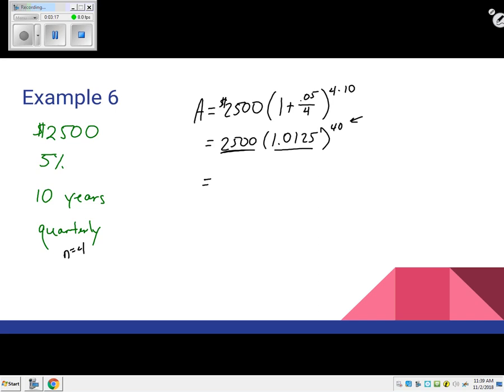Order of operations says I have to do that exponent first. So I'm going to take that number to the 40th power and then multiply by 2,500. So my account now is $4,109.05.